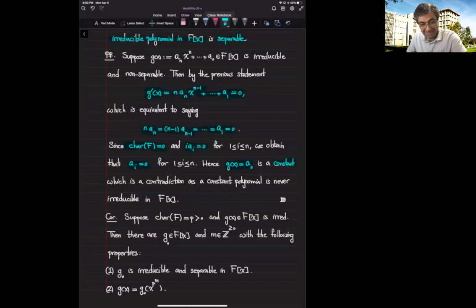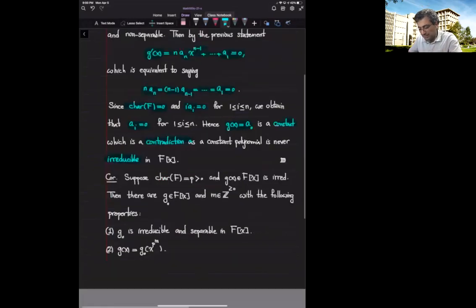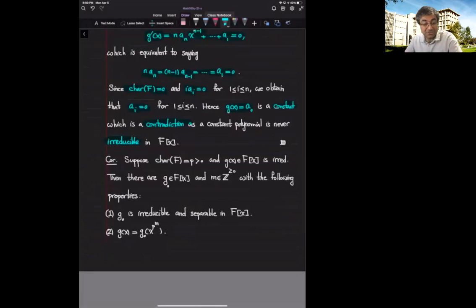It cannot be constant. So that contradicts the fact that g is an irreducible polynomial, and that finishes the proof. So in a characteristic 0 field, all non-constant polynomials are separable, and therefore every algebraic extension of a field of characteristic 0 is automatically separable. So this non-separability issue is a positive characteristic issue.